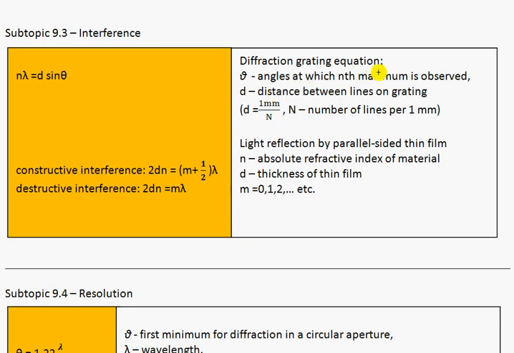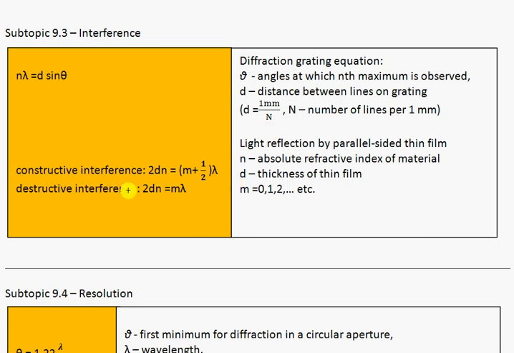Diffraction grating equation. So diffraction grating gives maxima at several angles for n an integer 1, 2, 3 and so on. n is called order of interference. d is the distance between lines on the grating. To find it we divide 1 mm by the number of lines per millimeter.